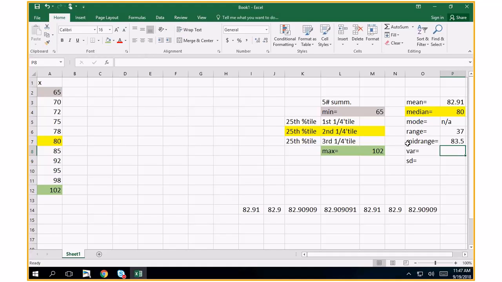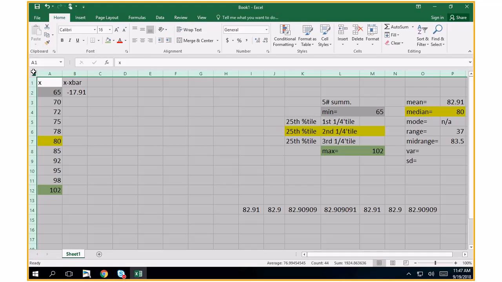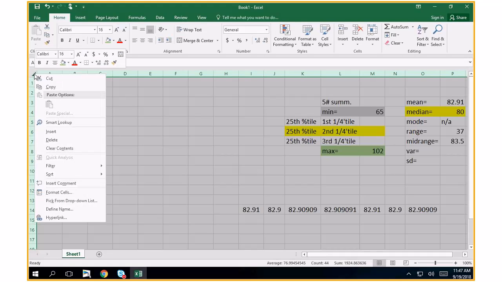And the variance. We got to do x minus x bar. So I'm going to go over here and do x minus x bar, which is going to be equal to this number minus this number, and I'm going to hit F4, and I'm also going to change all this to 5 decimal places. Why am I going to do that? None of those numbers you can make positive. You're going to add those negatives to the positive. You got to make it positive when you square it. That's why you square it.